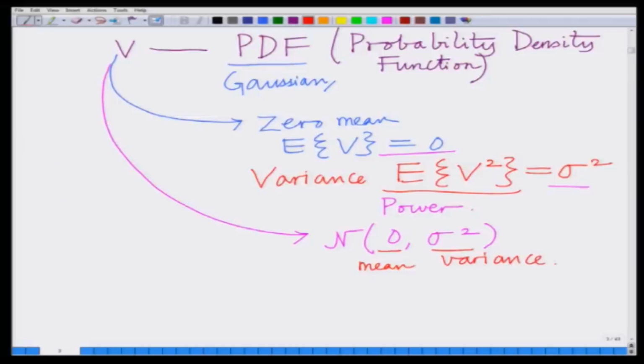So, what are we saying? We have this noisy observation model of the parameter h, the observation is y equals h plus v, and we also assume that this noise v is Gaussian, that is, the noise has a probability density function which is Gaussian with mean 0 and variance, or power, sigma square.